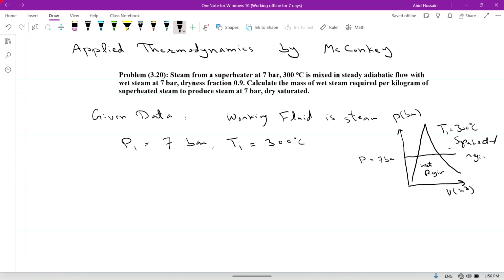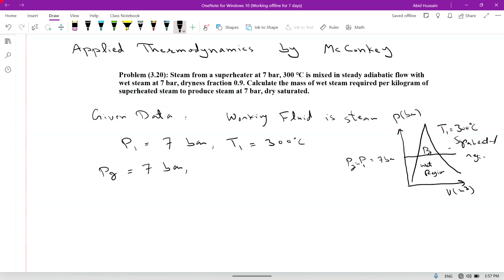P1 is equal to 7 bar, T1 is equal to 300 degrees, mixed in steady adiabatic flow. It means that it is adiabatic mixing. Adiabatic means that there is no heat loss or gain in the system. It is mixed with wet steam at 7 bar. This is the wet region, so P2 will be here, and P2 is also 7 bar. P1 is equal to P2 is equal to 7 bar.